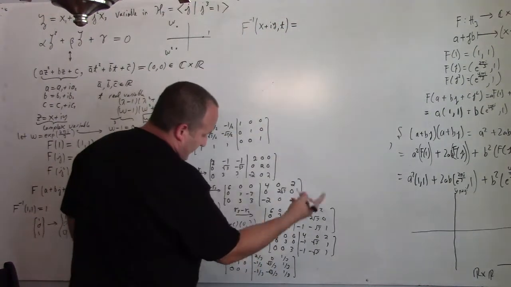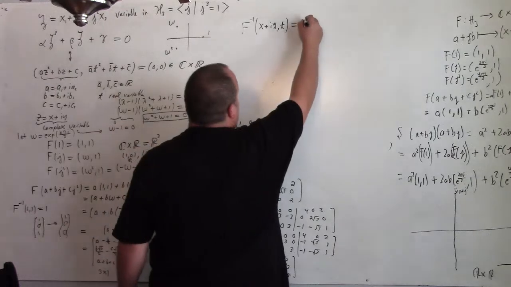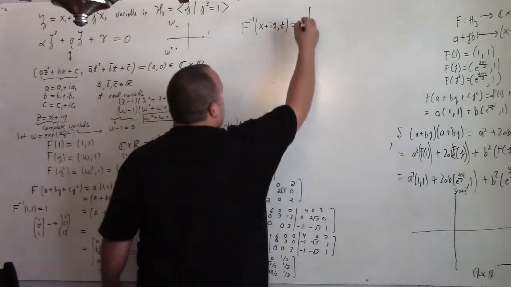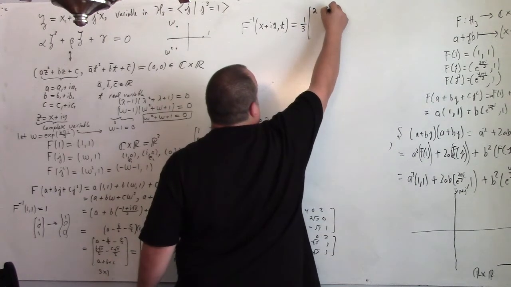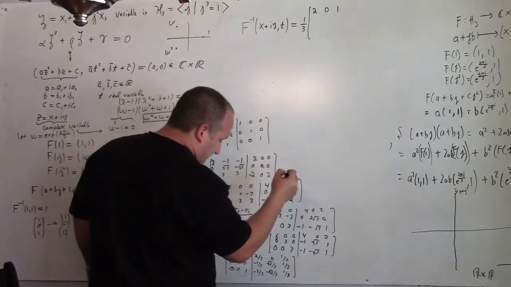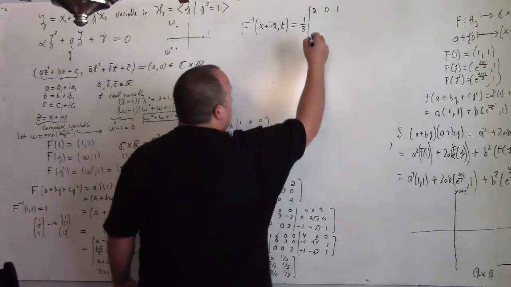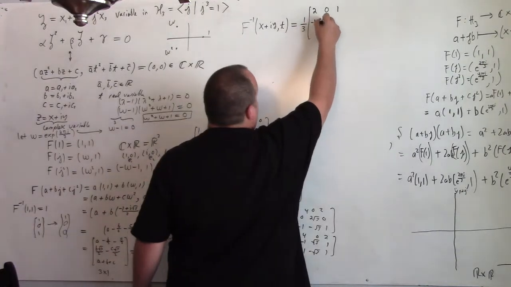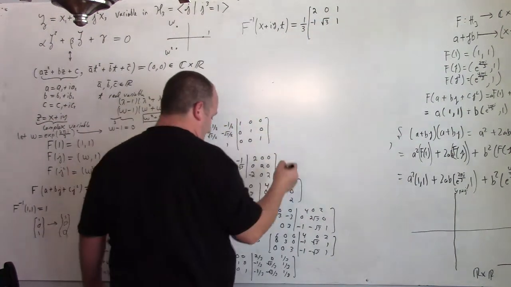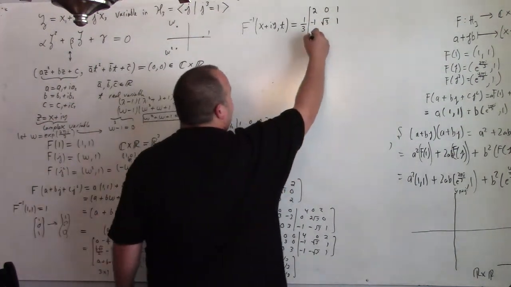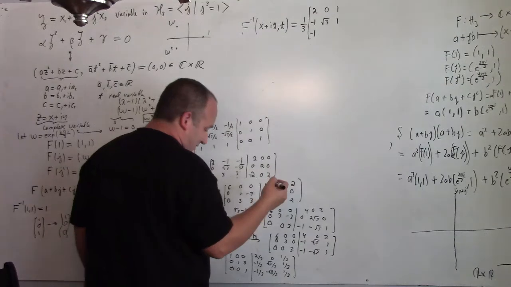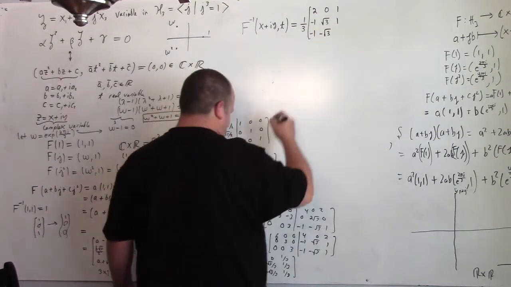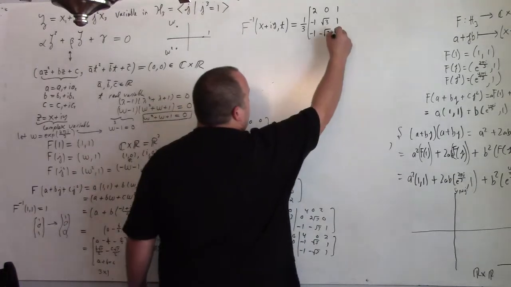You notice there's a third. Just pull a third out, 1/3. And I'll write that matrix again: 2, 0, 1, minus 1, square root of 3, 1. Let's do 3 again.